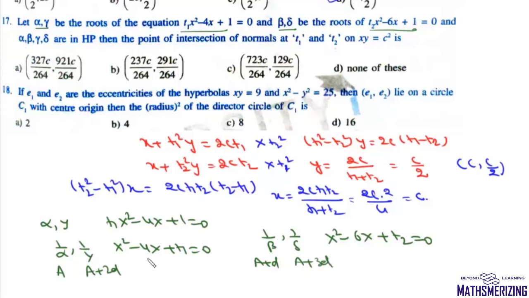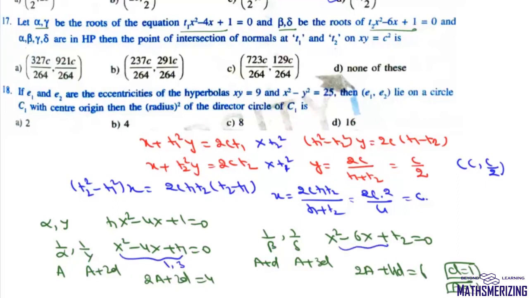Now in this case, sum of roots will be 2A plus 2D, it will be 4, and in this case 2A plus 4D, it is 6. Now we'll subtract, we'll get the value of D as 1. And if the value of D is 1, value of A is also 1. So for this first equation, roots are 1 and 3. And for this second equation, roots are 2 and 4. Now t1 is product of roots. So t1 in this case is 3 and t2 is 8.